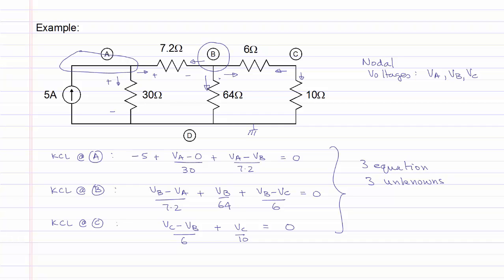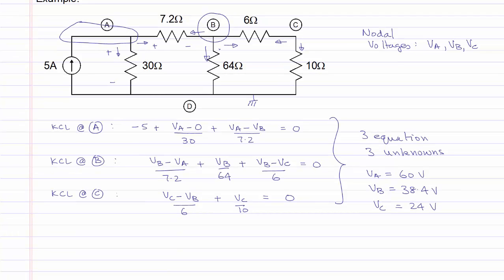We will not go through all the steps to show you how to solve these 3 equations. We will leave that as an exercise for you to try. The solution of these 3 equations will give us VA is 60 volts, VB is 38.4 volts, and VC is equal to 24 volts.